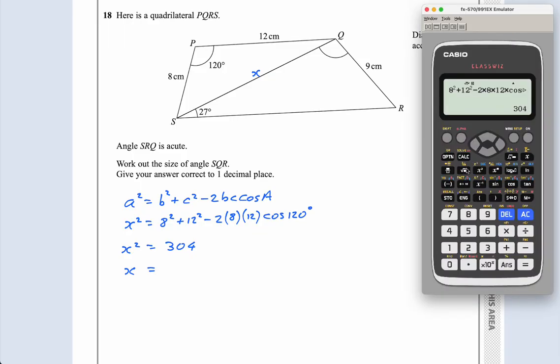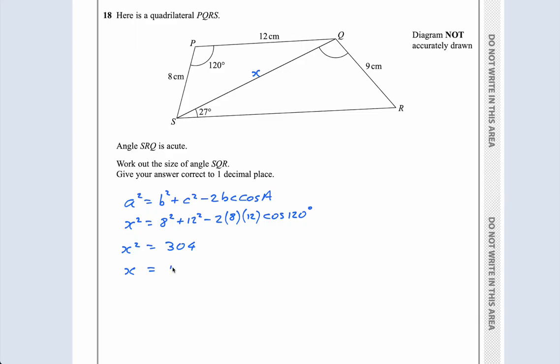So I'm going to get the square root of the answer, which is 17.4356. Let's say 17.4356. Don't round too much yet. That's x. So now I have this side.